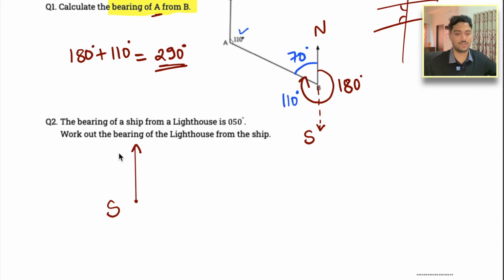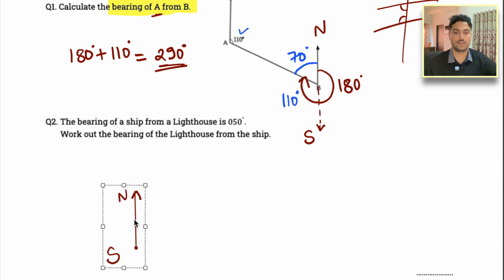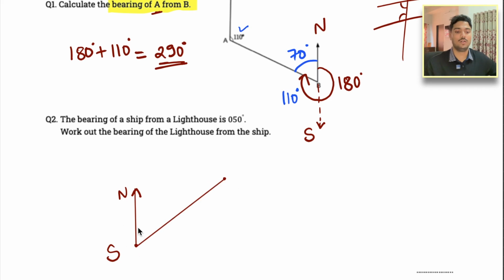So let's say this is our north line. 50 degrees will be approximately at this point. So I'll just join these 2 points. This is the ship, this is the lighthouse, and we have to use a protractor to mark this angle, which is 50 degrees. This is 50 degrees from the north line, and let's say this is the place where we have the lighthouse. So again, we are going to draw a north line here. It is going to be parallel to the previous north.